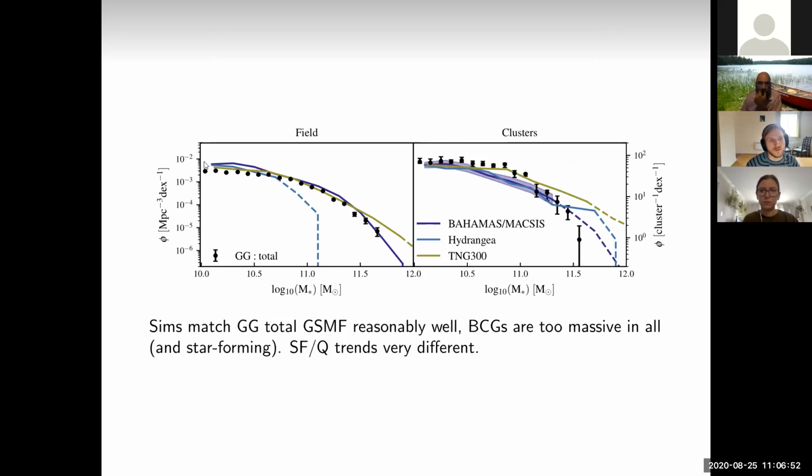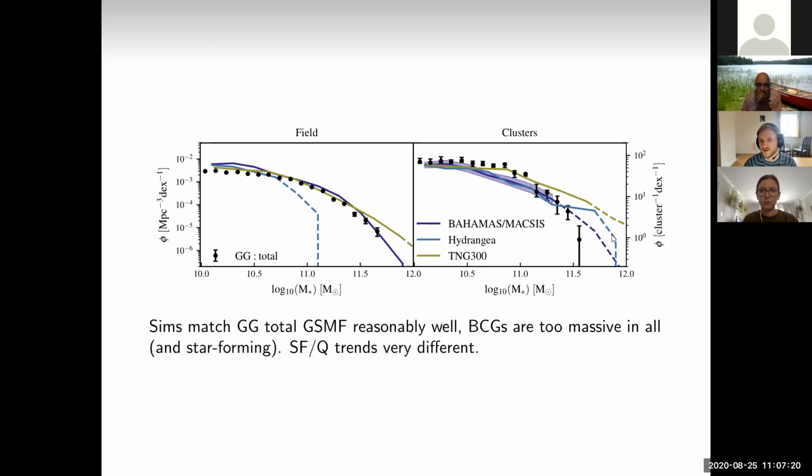Eagle does well on the low mass end, and it quickly runs out of massive galaxies. But you'd expect that the model would do okay in this regime. Cluster-specific galaxy stellar mass function, that's not something that they calibrate on, but it seems to do okay for most of the range, except for the most massive end. And these are the BCGs, the central galaxies.